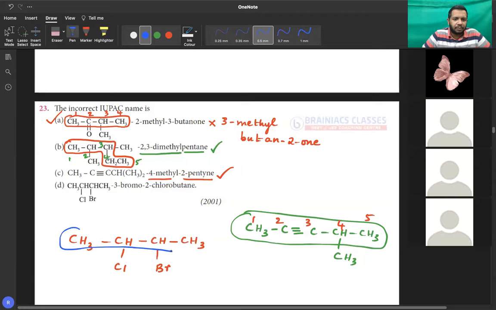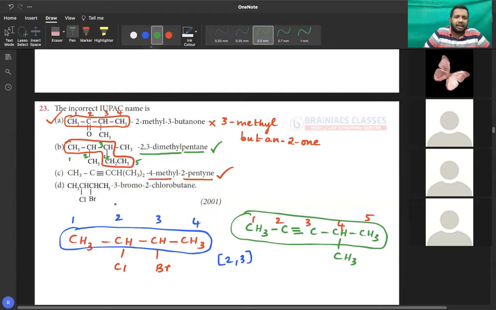This one is the biggest possible chain. Okay, now you have a doubt. If I number like this, 1, 2, 3, 4, I will get a locant that is 2, 3. Now suppose another student says, sir, I numbered like this, 1, 2, 3, 4. So that student is also getting the locant 2, 3. So can you tell me which one is correct?